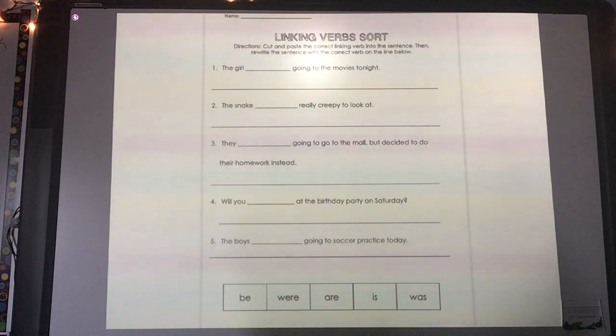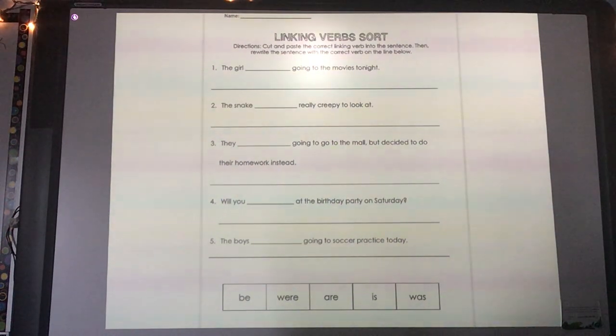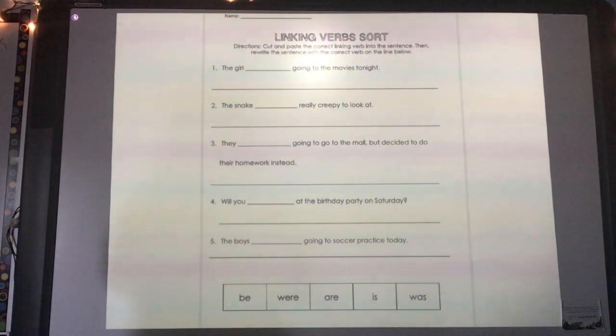Number two, the snake blank really creepy to look at. Tell somebody next to you. I heard two examples for that one. I heard the snake was really creepy to look at. Well, couldn't that be true if I went to the zoo yesterday and saw that snake? And I said it was creepy? And then I also heard some people say the snake is really creepy to look at. Well, what if I'm at the zoo right now looking at the snake?